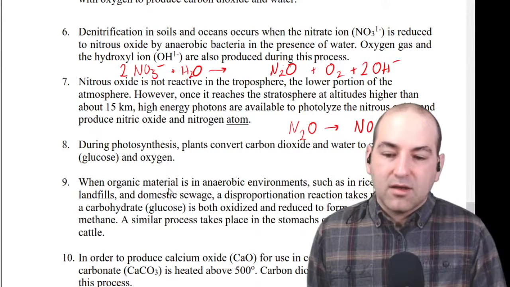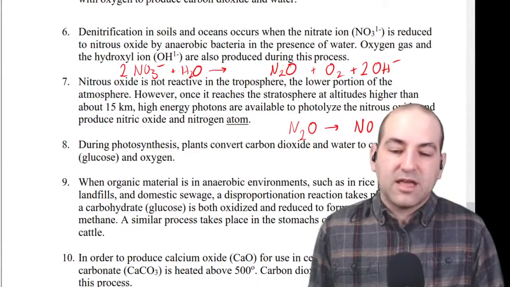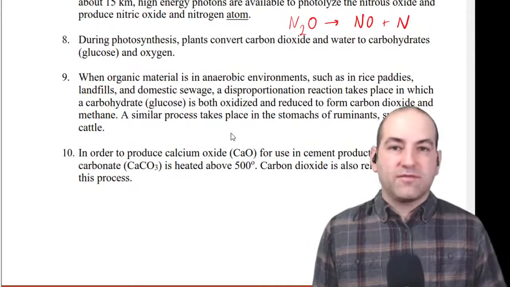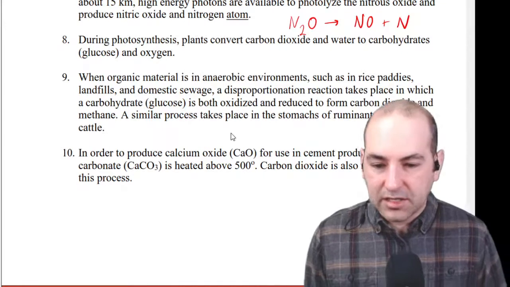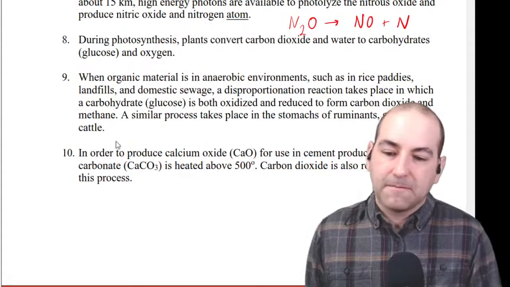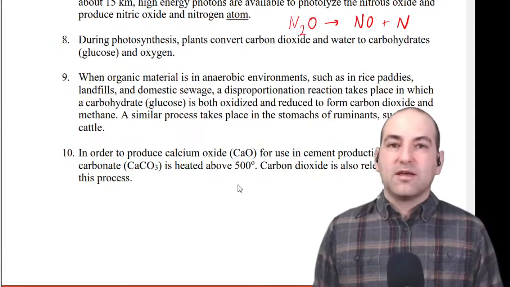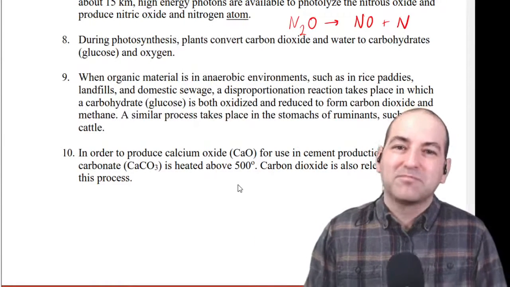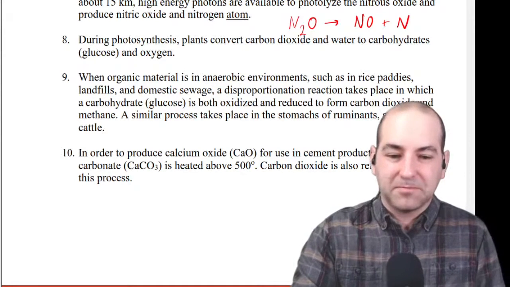Number 9, organic material in anaerobic environments, I mean, that itself could be natural, but the fact that the examples here are rice paddies, landfills, domestic sewage, that's all stuff that people are doing, right? So that would be an example of a human-made or anthropogenic process. Number 10, also, again, producing this for cement production, heating this stuff above 500 degrees, you know, that's maybe something that happens naturally somewhere in the middle of the earth or something, but in this case, dealing with cement production, that's certainly something that humans are doing.